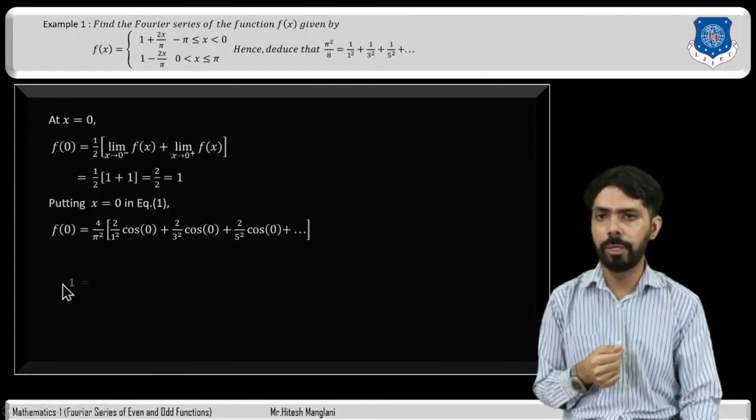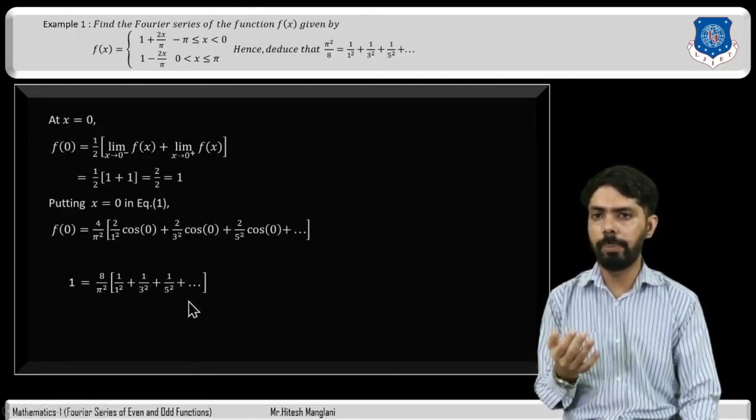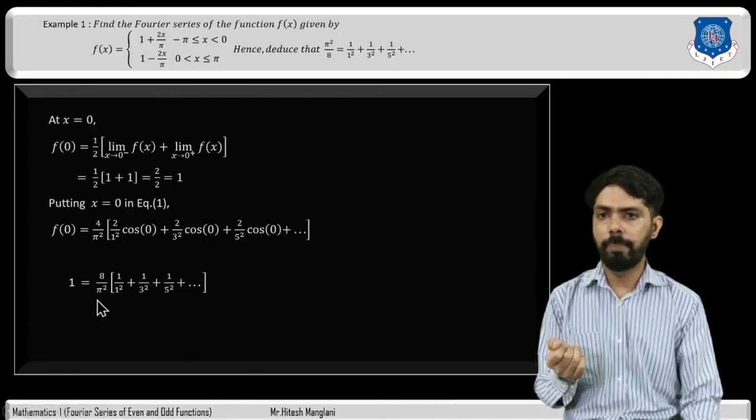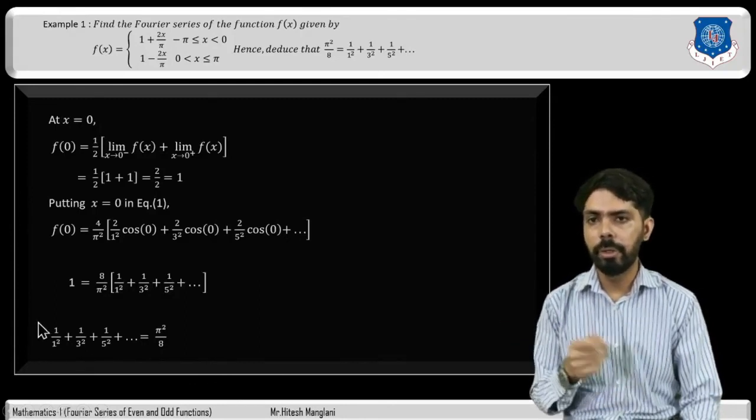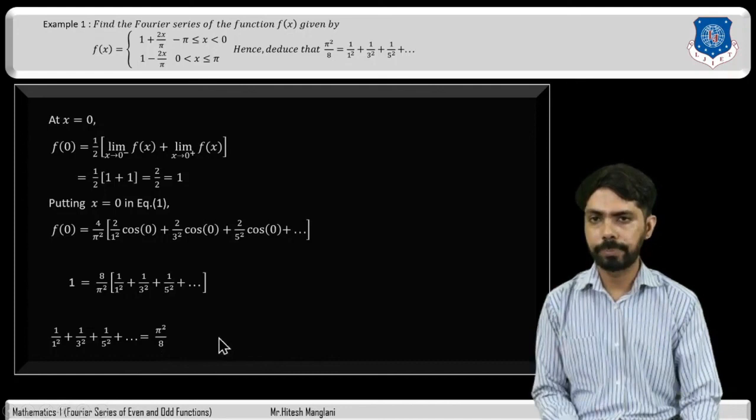The value of f(0) is 1. So 1 is equal to, taking 2 common, 4 into 2 will be 8, 8/pi² in bracket. The value of cos 0 is 1, so it will be 1/1² + 1/3² + 1/5² + so on. So pi²/8 will be 1/1² + 1/3² + 1/5² + so on. Therefore, 1/1² + 1/3² + 1/5² + so on is equal to pi²/8.